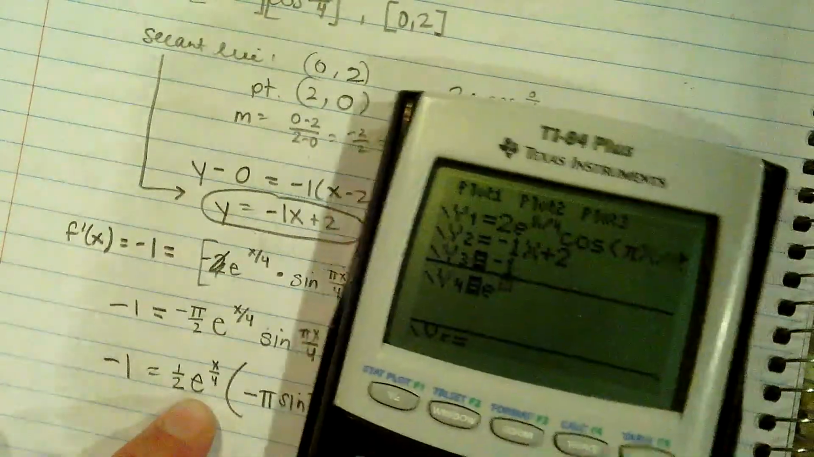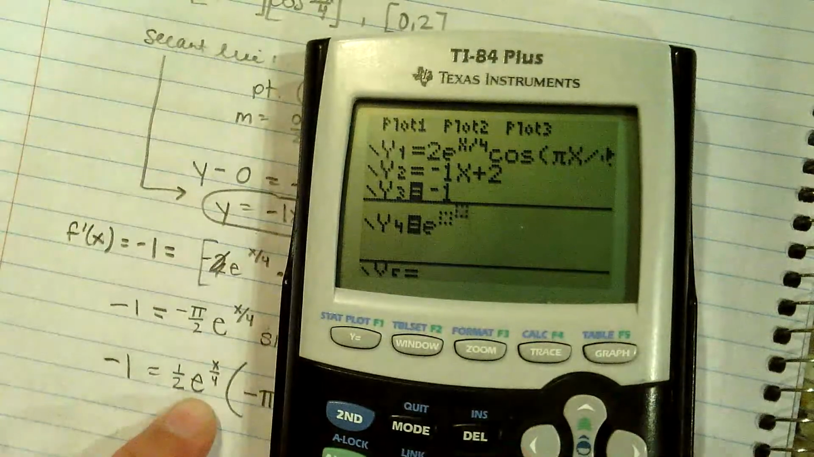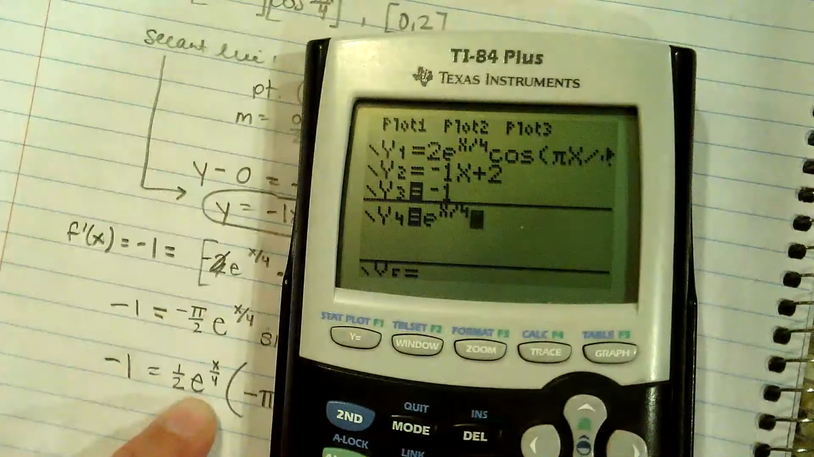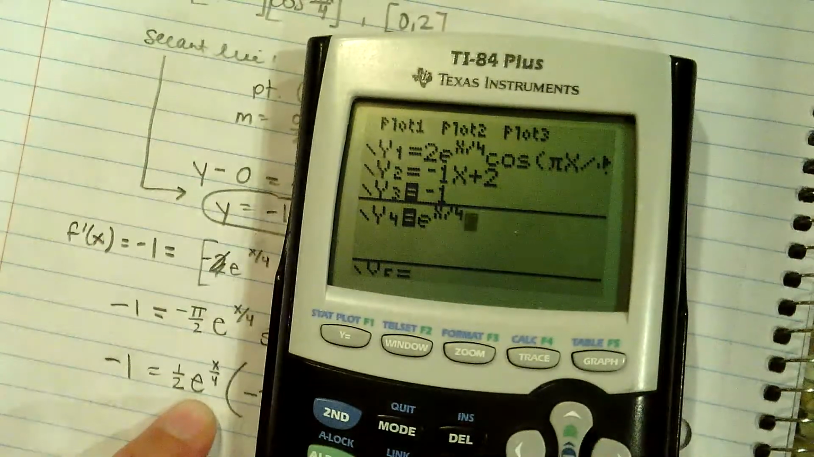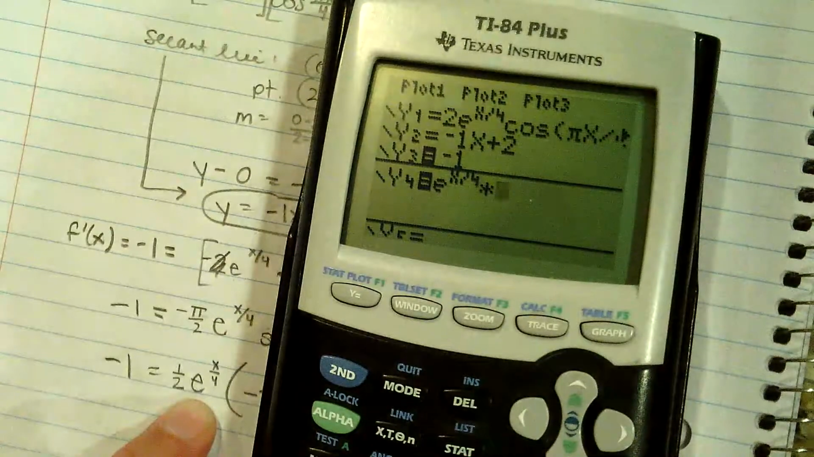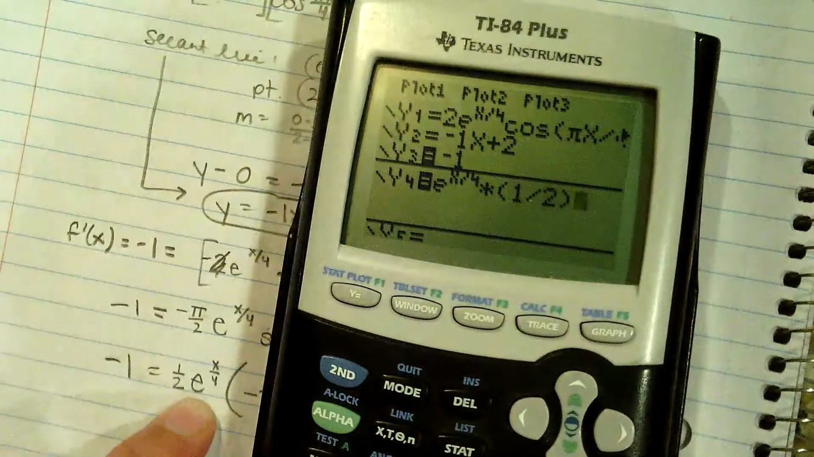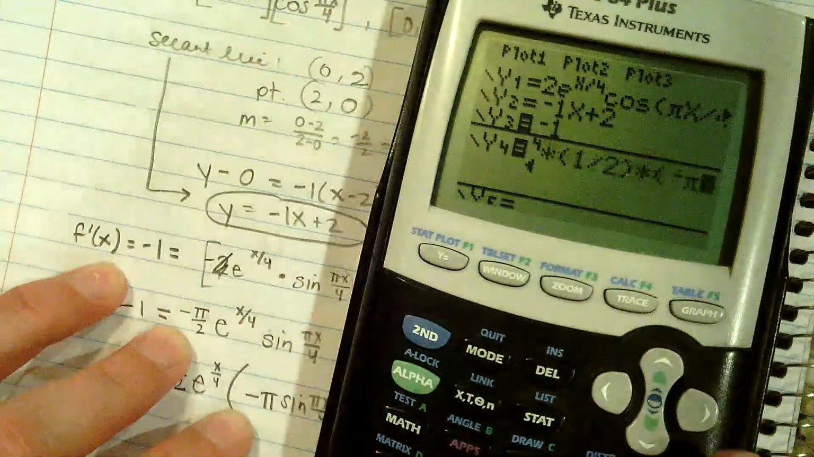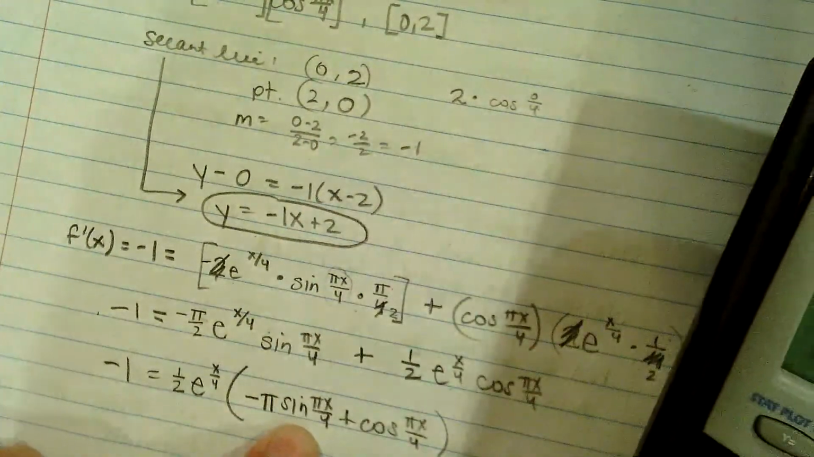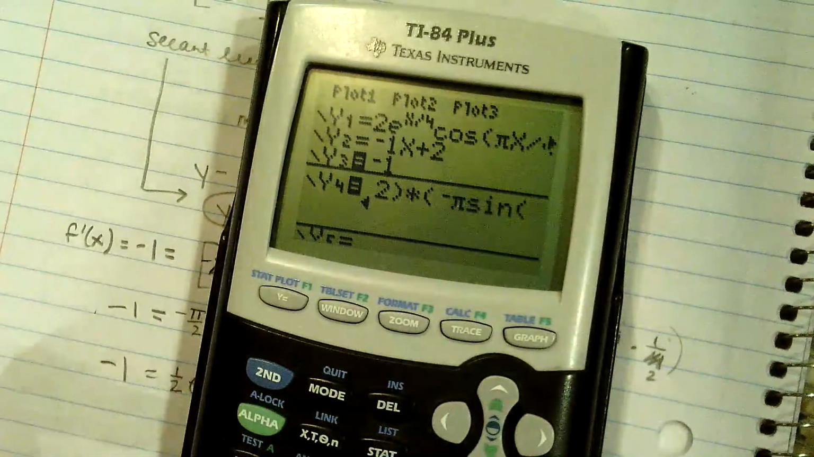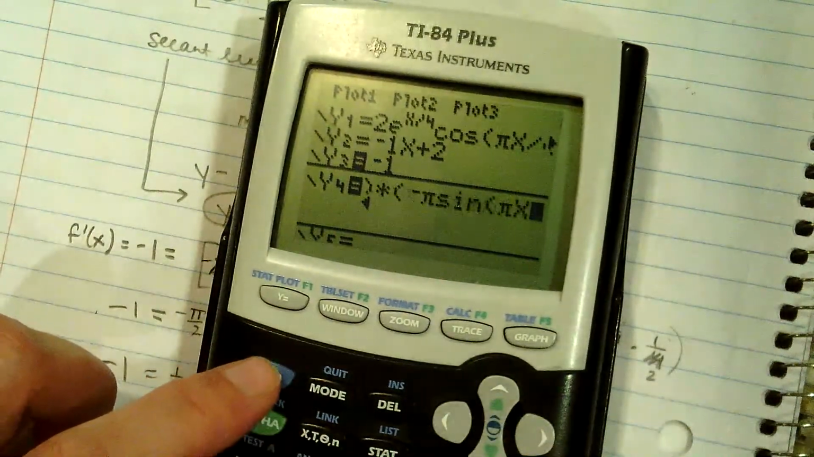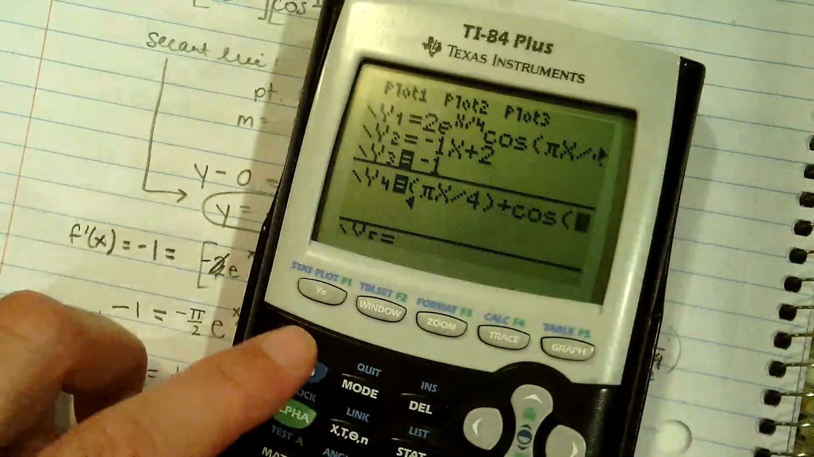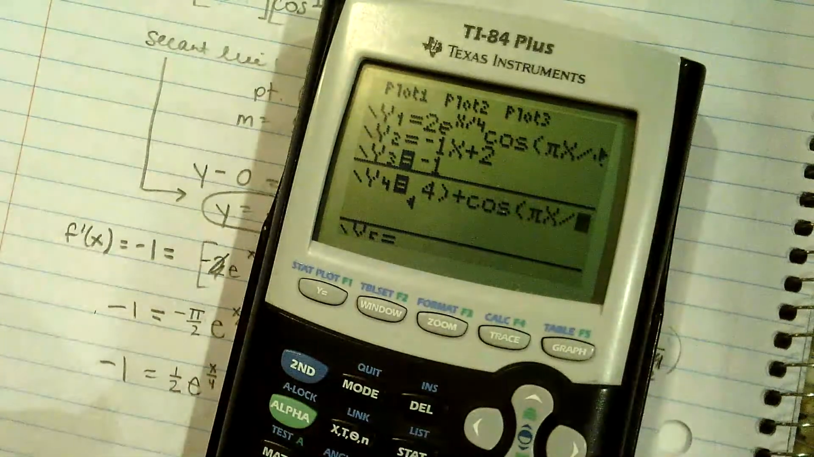Second, e to the, oops, x over 4 times 1/2 times negative pi sine pi x over 4 plus cosine pi x over 4.